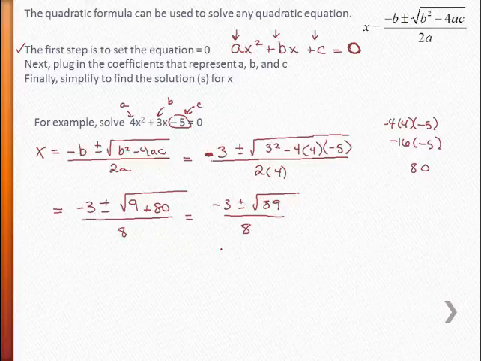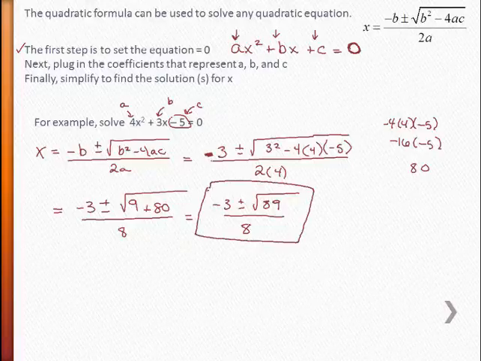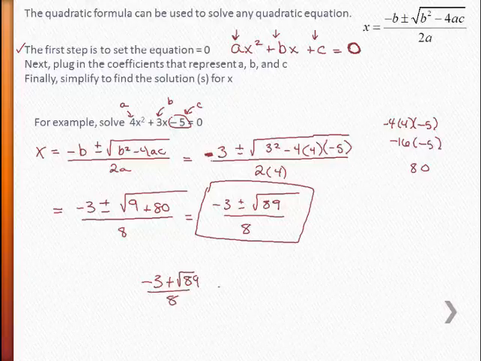4 times 4 times 5 is 80. Okay, 89. 89 is a prime number. Since 89 is a prime number, I cannot divide by anything. I cannot simplify it. This is my final solution. My two answers are -3 plus the square root of 89 over 8 and -3 minus the square root of 89 over 8. But we can keep it in this format.